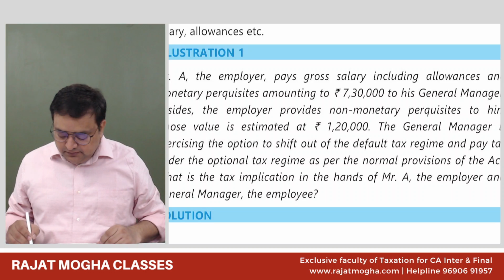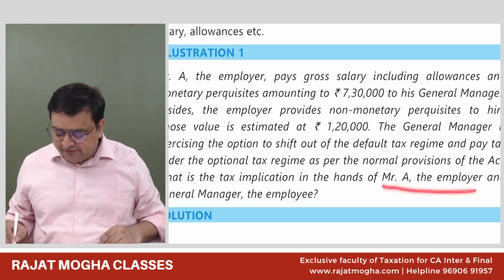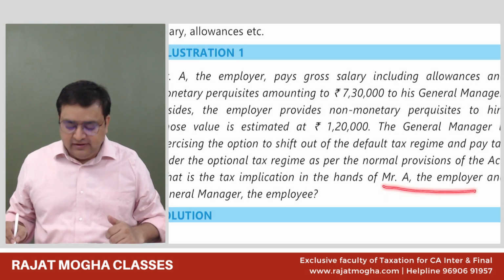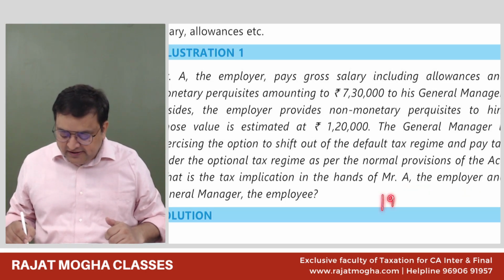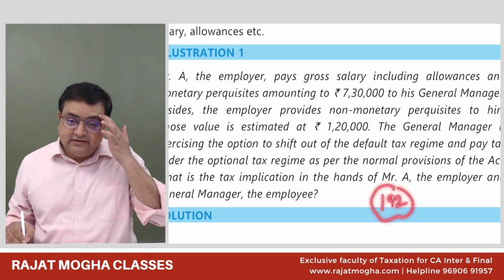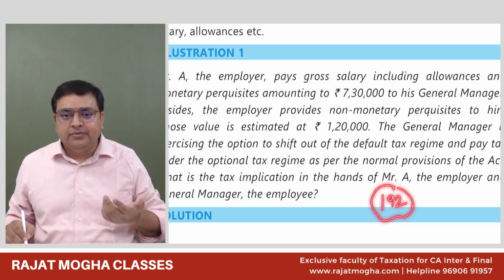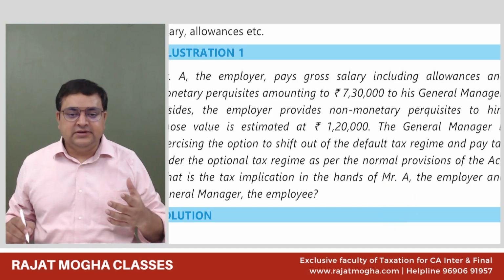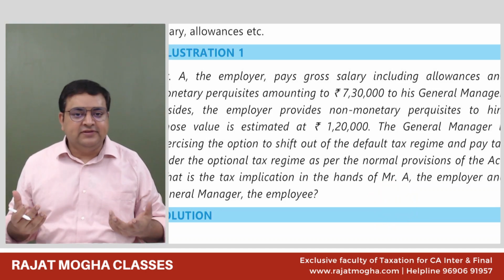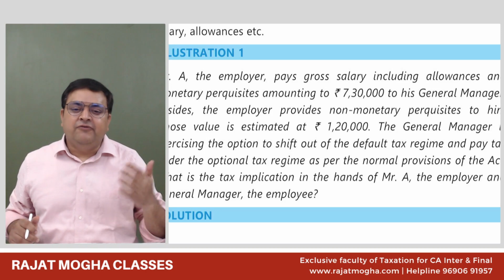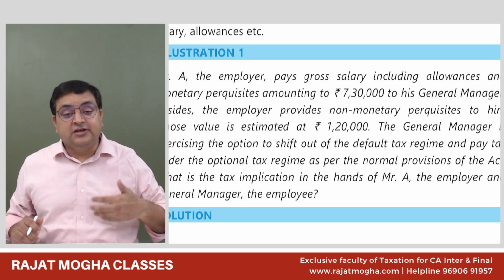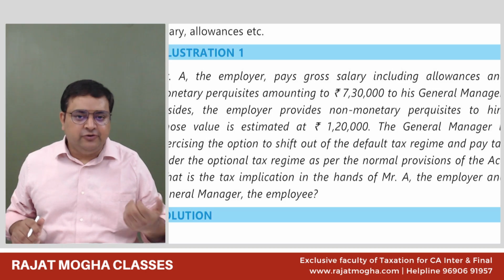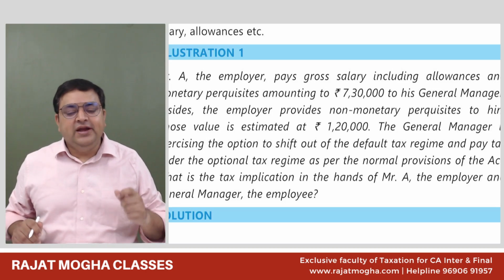Now, what is the tax implication in the hands of Mr. A, the employer? They have to deduct TDS. So their section number is 192. So please remember with me, the section number of salary is 192. Now, if somebody will ask me that what is the rate? Generally, we understand then in most of the sections we have rate of TDS. Somewhere we have 10%, somewhere we have 30% also, somewhere we have 1%, 2%, 5% also. So what is the rate of TDS under salary?